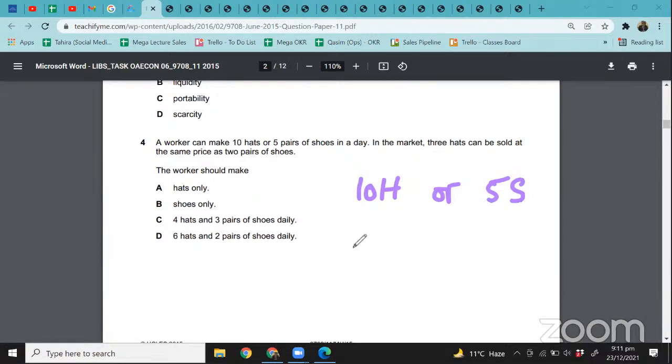3 hats can be sold at the same price as 2 pairs of shoes. What should the worker make? Interesting. Now, do you know how to solve this question? Give it a thought and then I'll tell you how to solve this. Give it some thought.